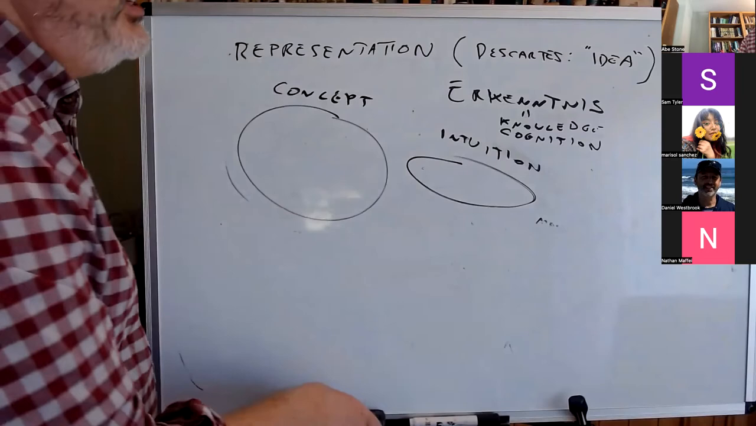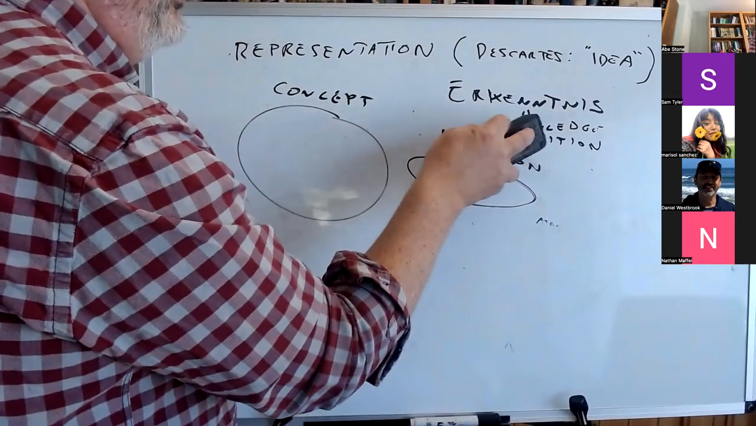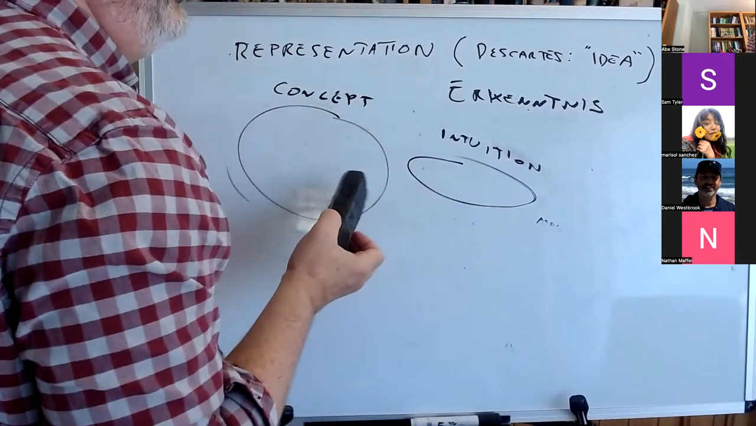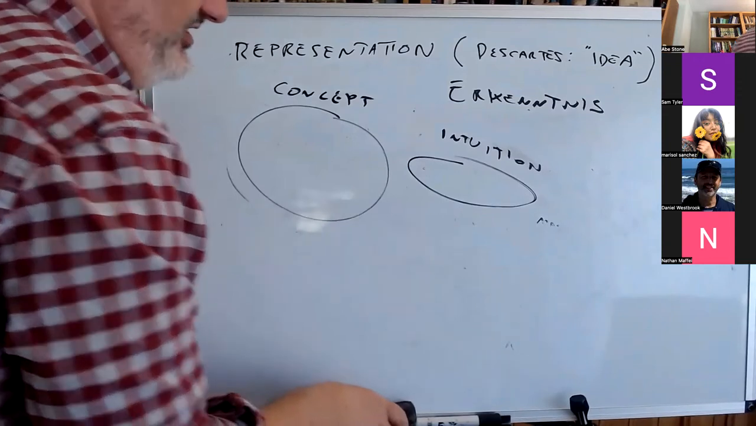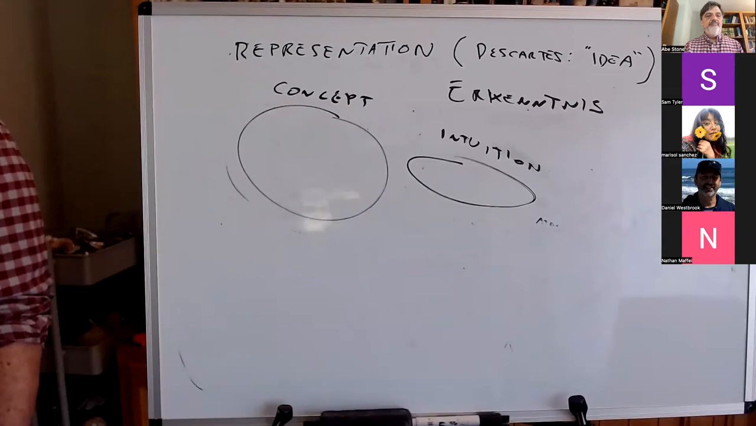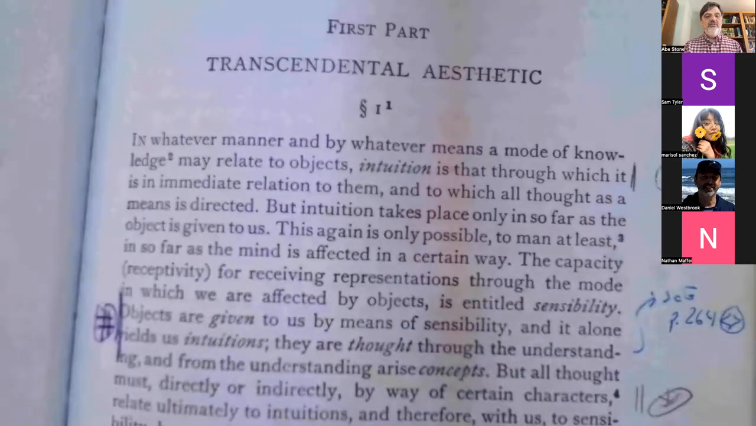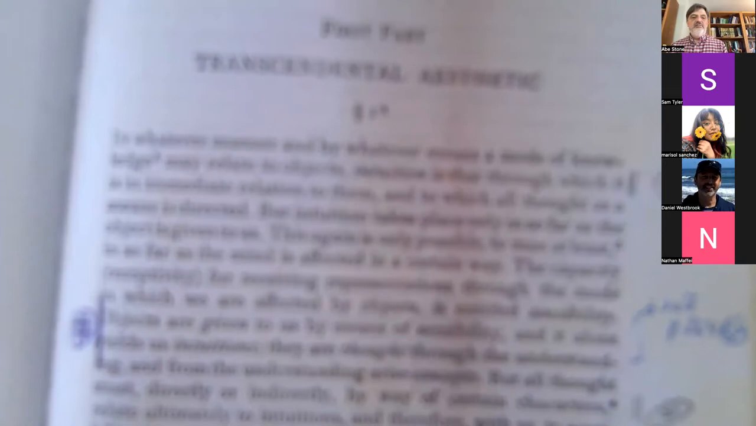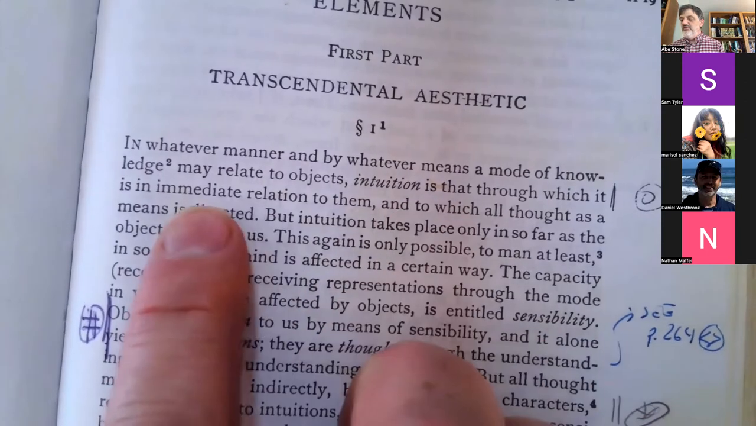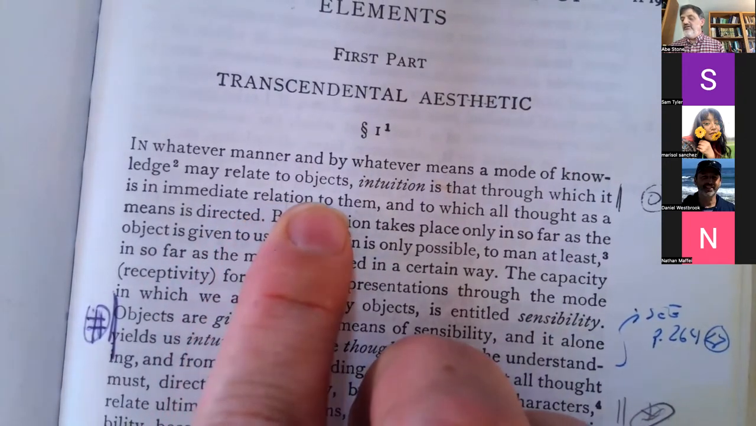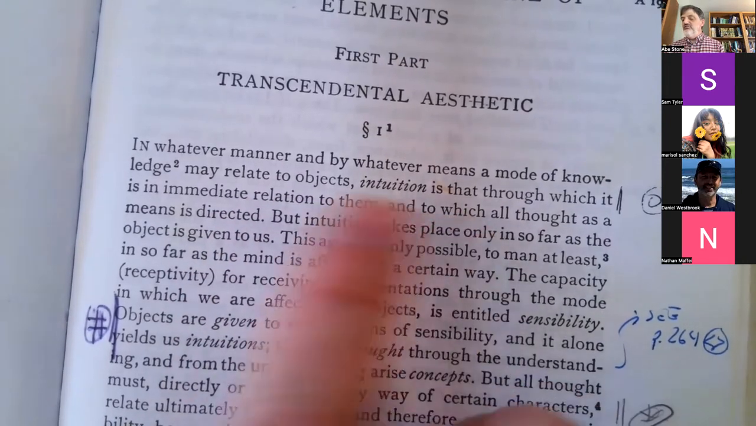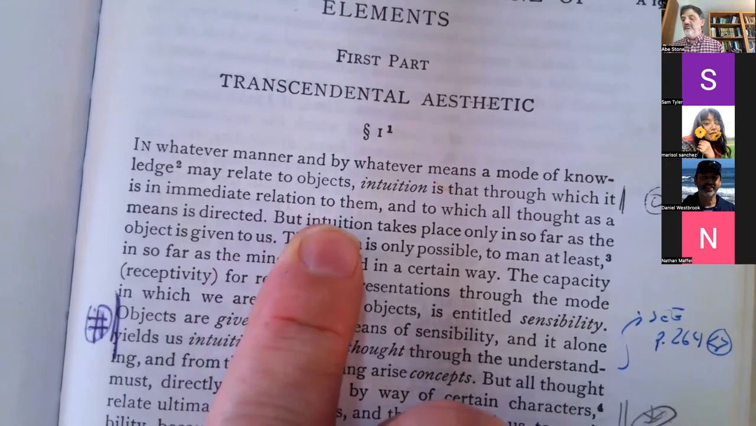Okay, anyway, I'm just telling you that for your information. Since we're using Kemp Smith, this is going to be knowledge most of the time, or as in this case, mode of knowledge. Right, so let me get back to what Kant says in the passage I just quoted. In whatever manner and by whatever means a mode of knowledge may relate to objects, intuition is that through which it is in immediate relation to them.